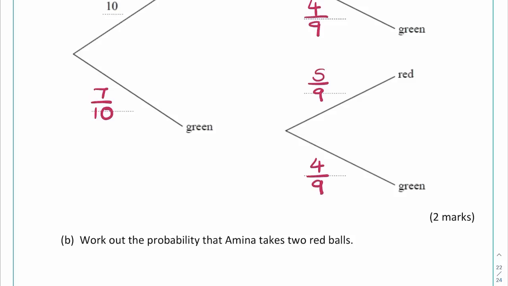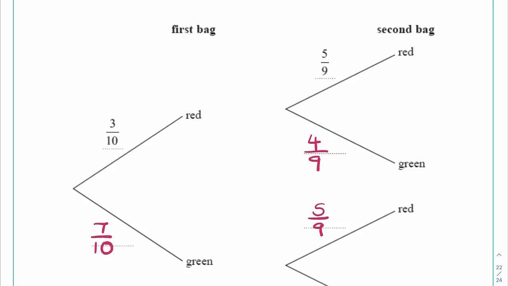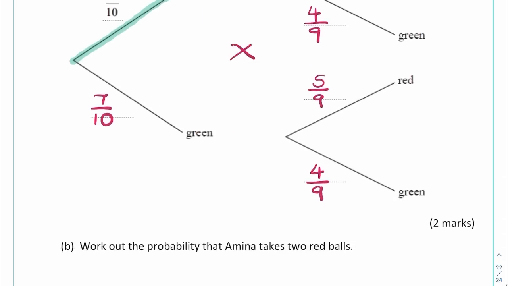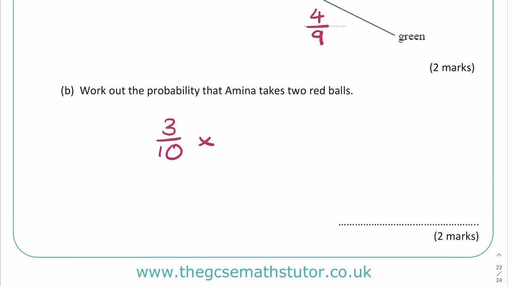It now says work out the probability that Amina takes 2 red balls. So the journey that you would go on to take 2 reds would be going through this 3 over 10 and then going through this 5 over 9. And when you're going across a tree diagram, you just have to multiply what you go through. So 3 over 10 on the first pick, multiplied by 5 over 9 for red on the second bag, and 3 times 5 is 15, 10 times 9 is 90, and there's your final answer.